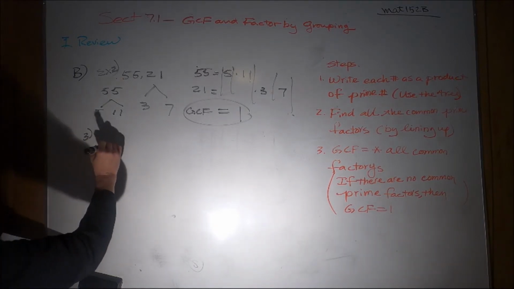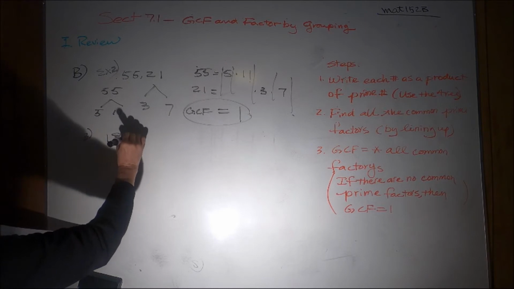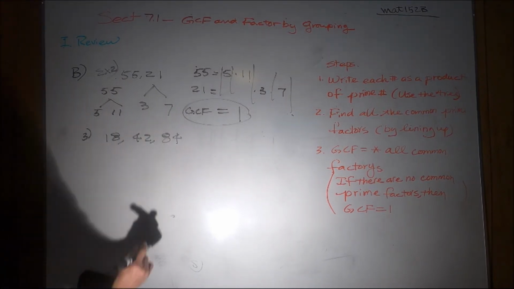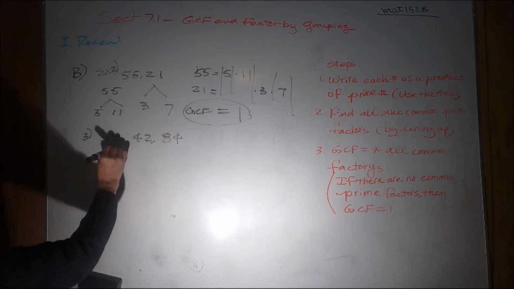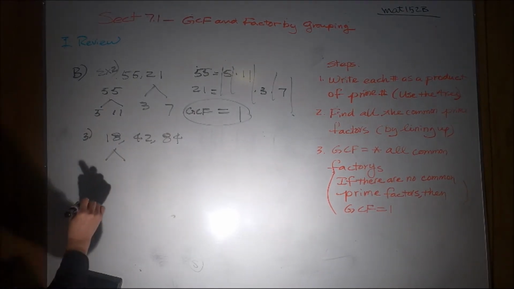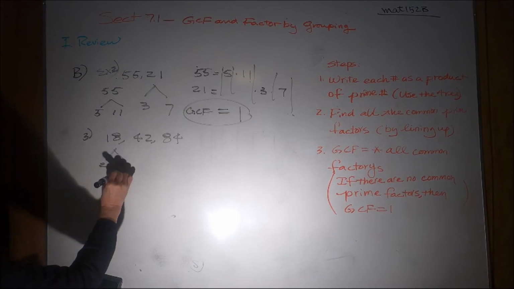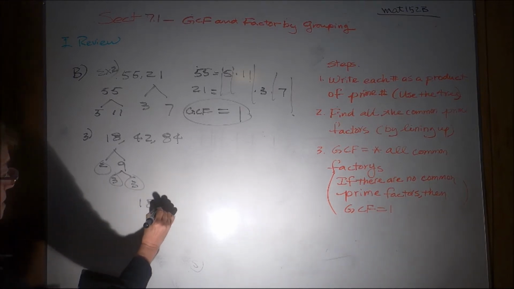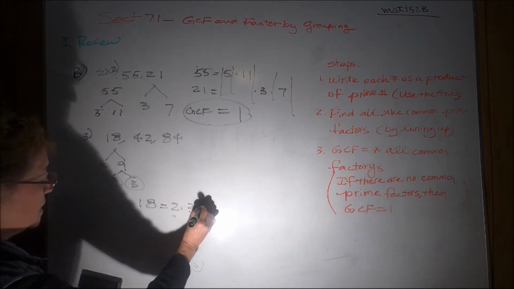Let's look at the example. For 3 numbers, you will do the same. Okay? For 18, that would be what? 2, 9, and 3, 3. So you write them out, right? So 18 is what? 2 times 3 times 3.